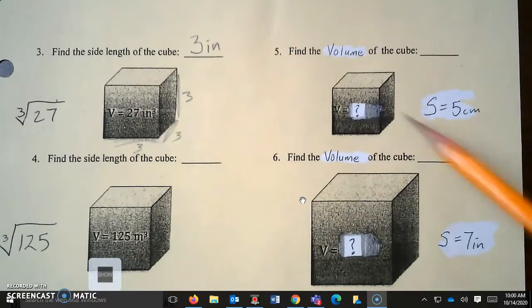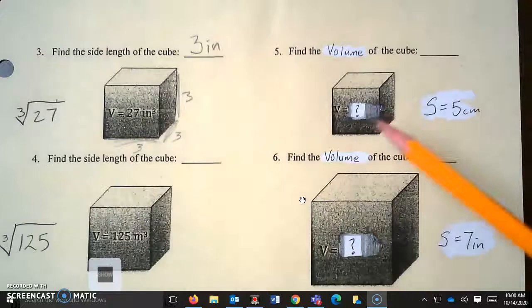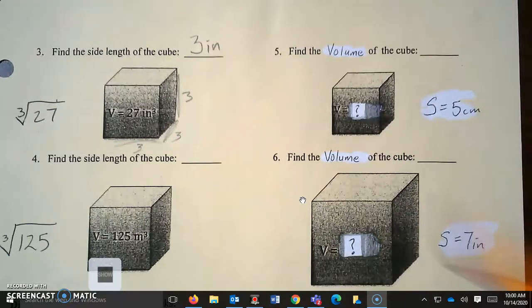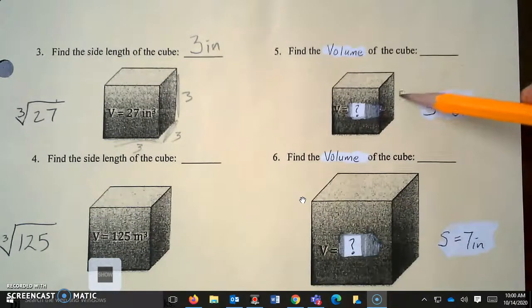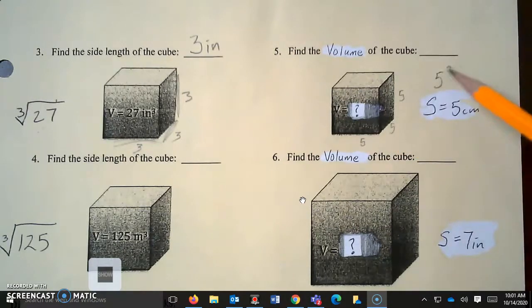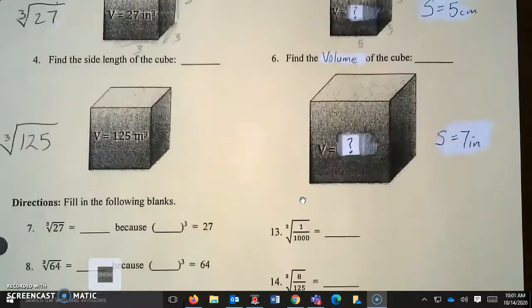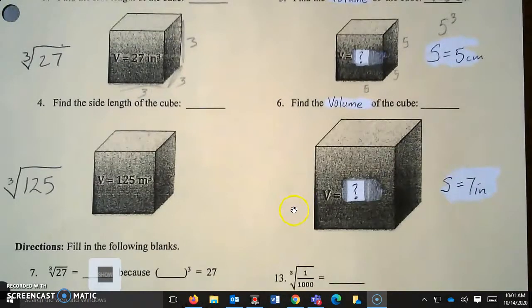Over here, I changed the problem to make it look more like the homework. Find the volume. I don't know what the volume is, but I have the side length. So I'm just going to do 5 times 5 times 5. I'm just going to cube that number. And I get 125 centimeters cubed. So it's just forward and backward. Like before, we would square and take the square root. Well, now we will cube the number or take the cube root. If you try these two, they're basically the same problem.